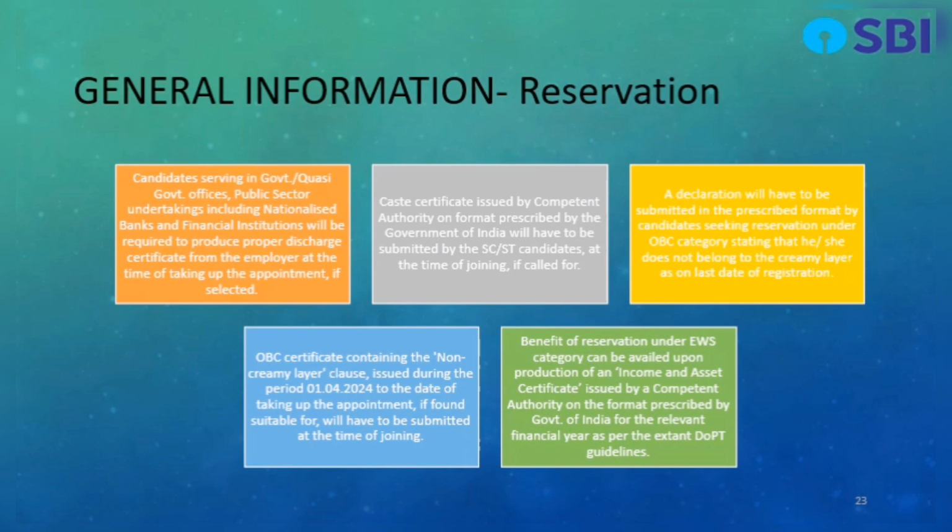A declaration will have to be submitted in the prescribed format by candidates seeking reservation under the OBC category, stating that he/she does not belong to the creamy layer as on the last date of registration. An OBC certificate containing the non-creamy layer clause, issued during the period 1st April 24 to the date of taking up appointment, if found suitable, will have to be submitted at the time of joining. Benefit of reservation under the EWS category can be availed upon production of an income and asset certificate issued by a competent authority on the format prescribed by the Government of India for the relevant financial year, as per the exact DOPT guidelines.